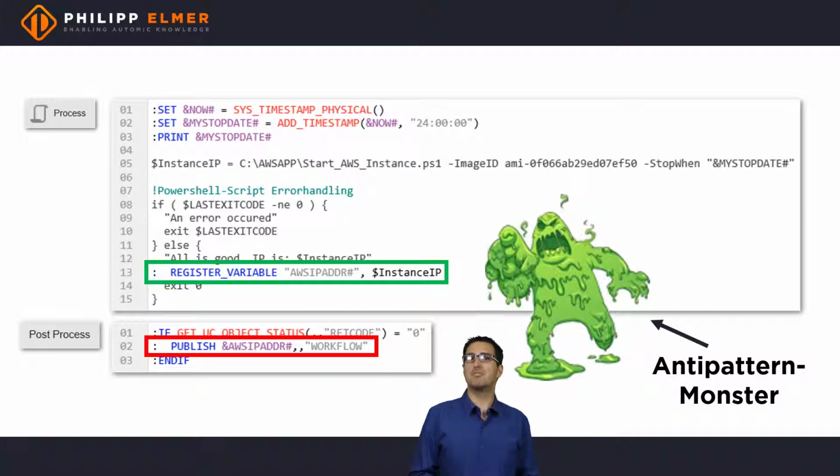That's why the anti-pattern monster comes in and points a finger at me or at you. Anyway, I have marked the problematic statement in the code here. The register variable is not a problem because only an object variable is created for the job. It's the publish in the post process that's problematic. So I marked it in red. I decide that my job should by no means dictate to the workflow which variables and values the workflow should have. So on to the next redesign.